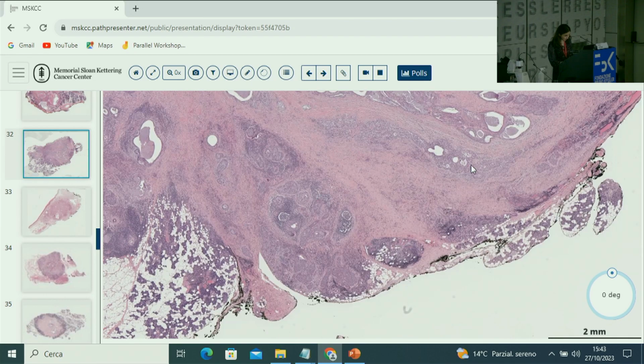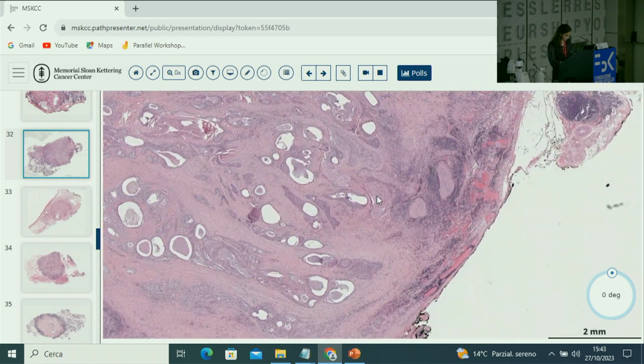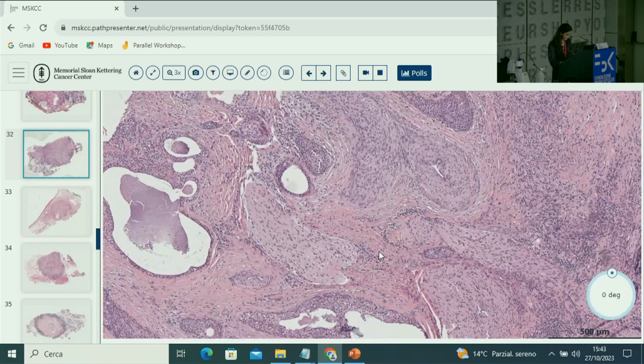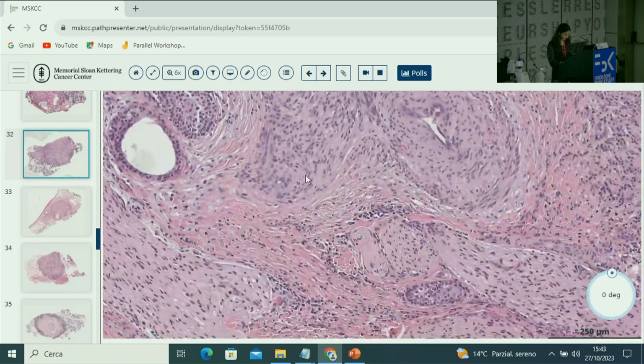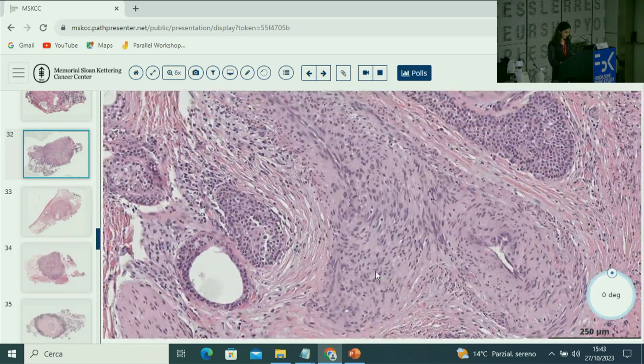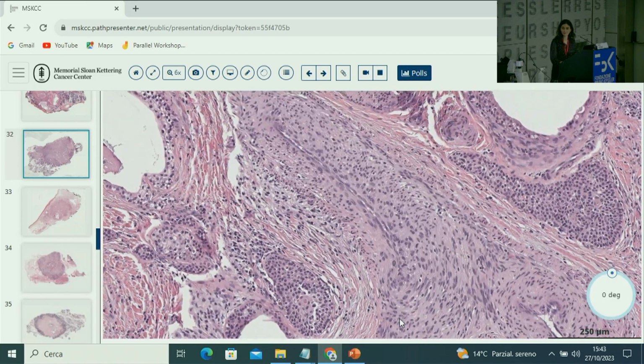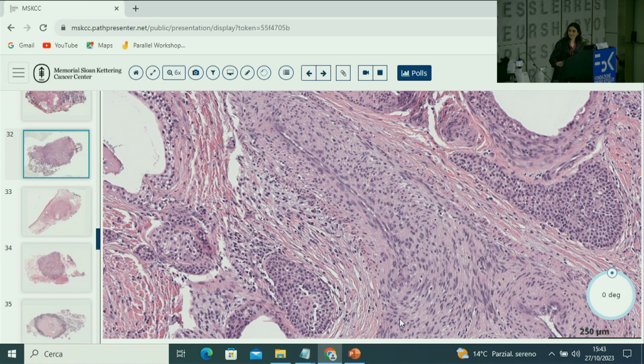Also, there's some lymphoid stroma in this case. Oh, here we see the perineural invasion. Found it. But when you evaluate a radical excision, do you have a limit? I mean, do you measure the margin? How do you consider a safe margin?